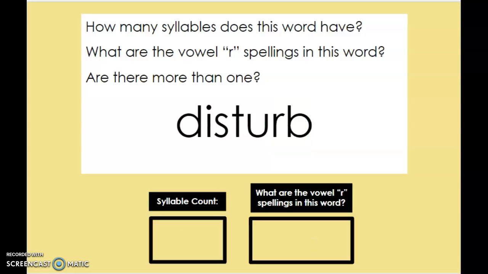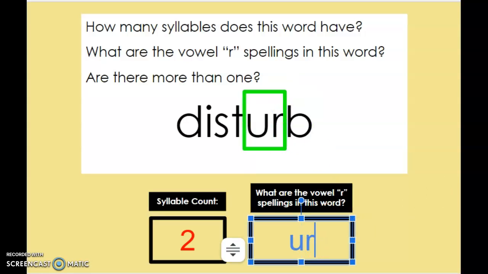Our final example, disturb, disturb. 2 syllables, 2 beats in this word. What are the vowel R spellings? I see one we haven't had yet, our U-R. Our U-R vowel spelling. That R comes after the vowel, and I just see 1.